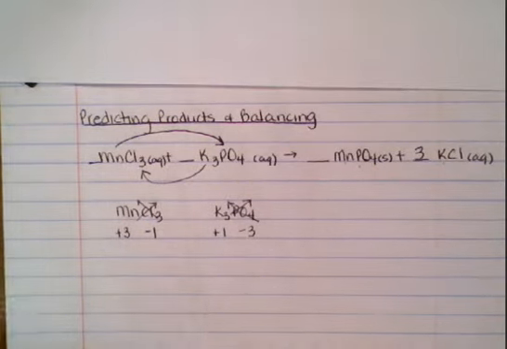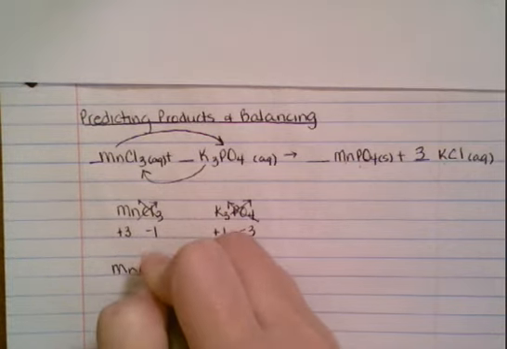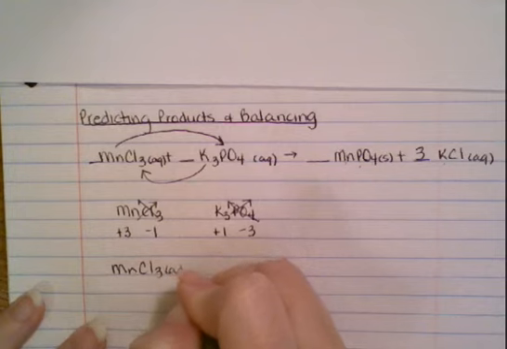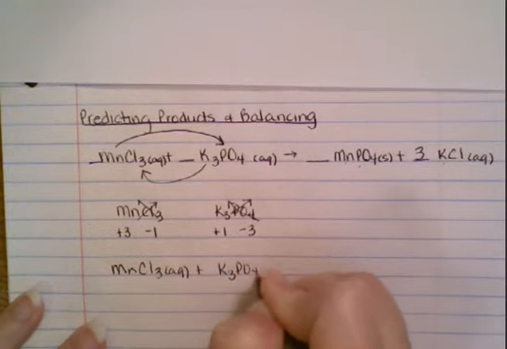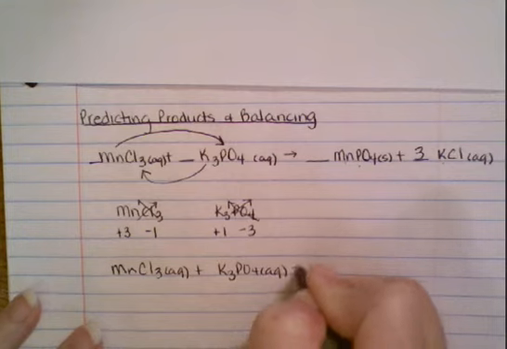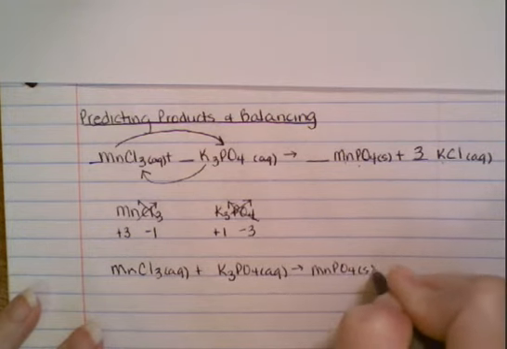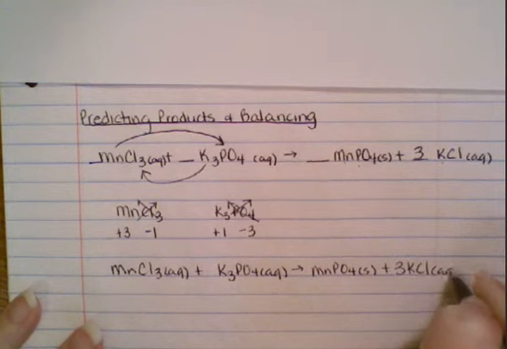So then your final equation is going to be MnCl3 (aq) plus K3PO4 (aq) yields MnPO4 (s) plus 3 KCl (aq).